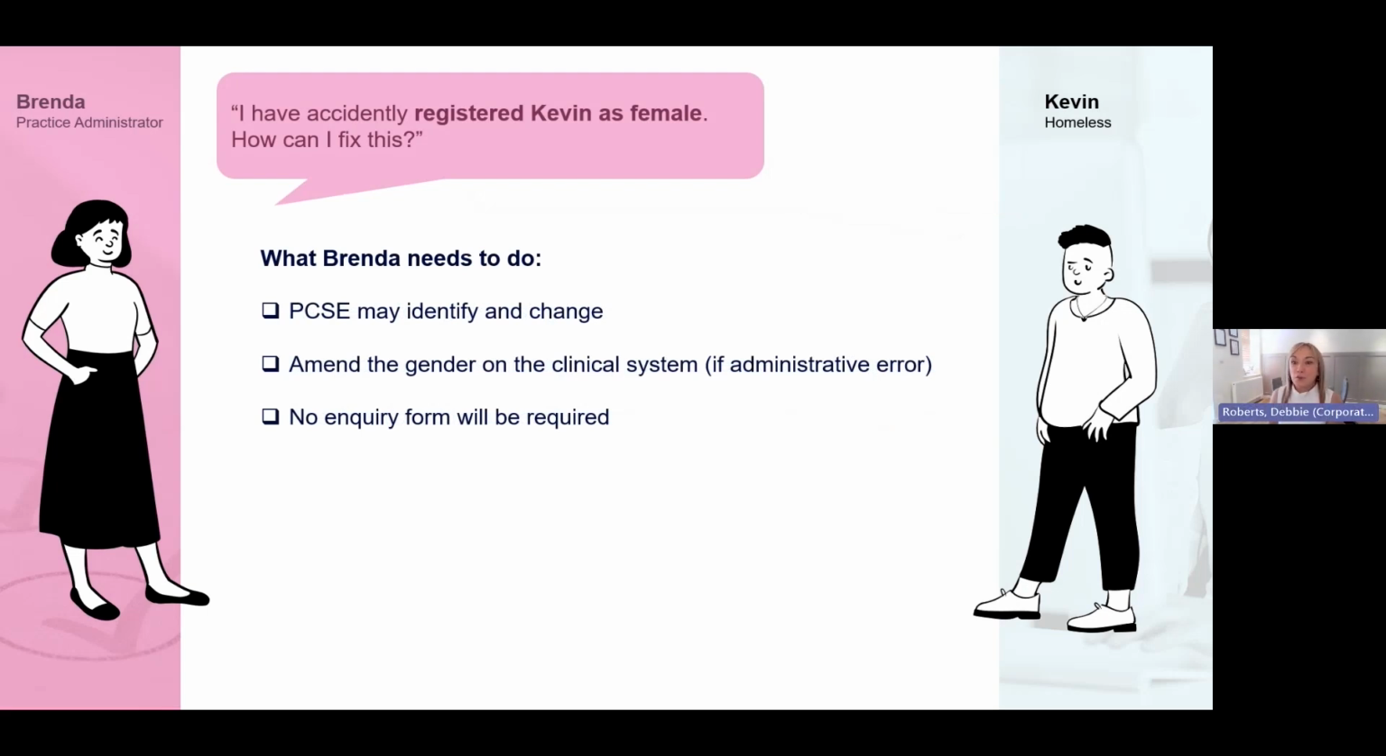Okay, so unfortunately, Brenda has made an error when she was registering Kevin on the clinical system and she's accidentally marked him as female instead of male. These things happen. But what can Brenda do to rectify the error? So it may be that PCSE identify the error and then they just go in and correct the gender. However, the practice can amend this if it is an administrative error and there's no indication of a transition. For this type of admin error, you don't need to contact PCSE to rectify.